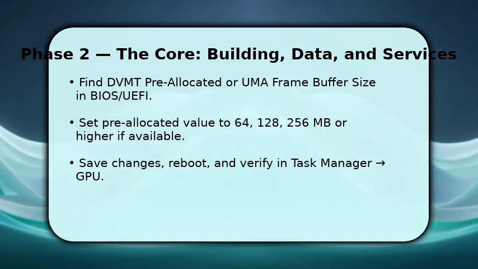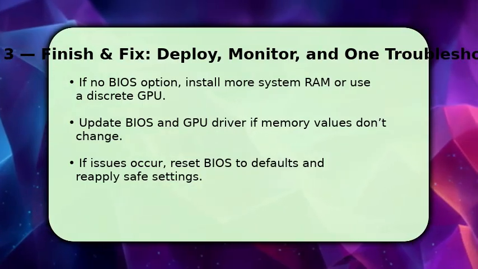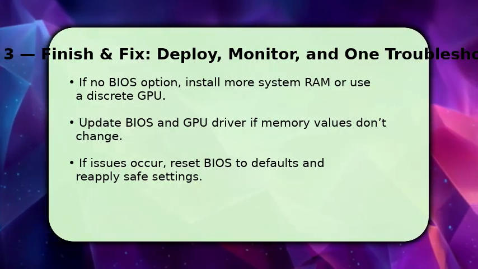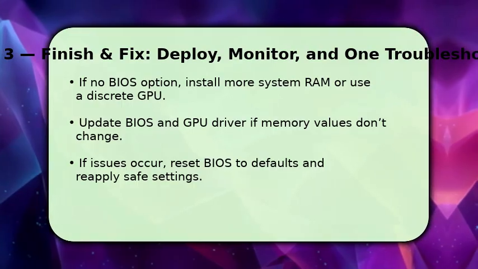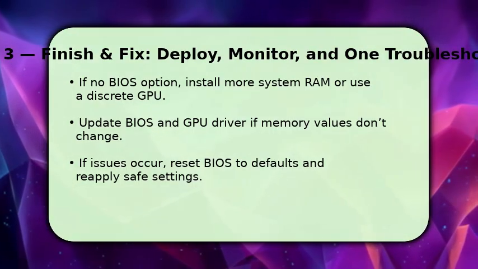To finish, if BIOS didn't offer allocation controls, the practical path is more RAM or a discrete GPU. Shared memory scales with system RAM and driver behavior, so that's the effective workaround. Make sure BIOS and GPU drivers are fully updated if numbers didn't change.